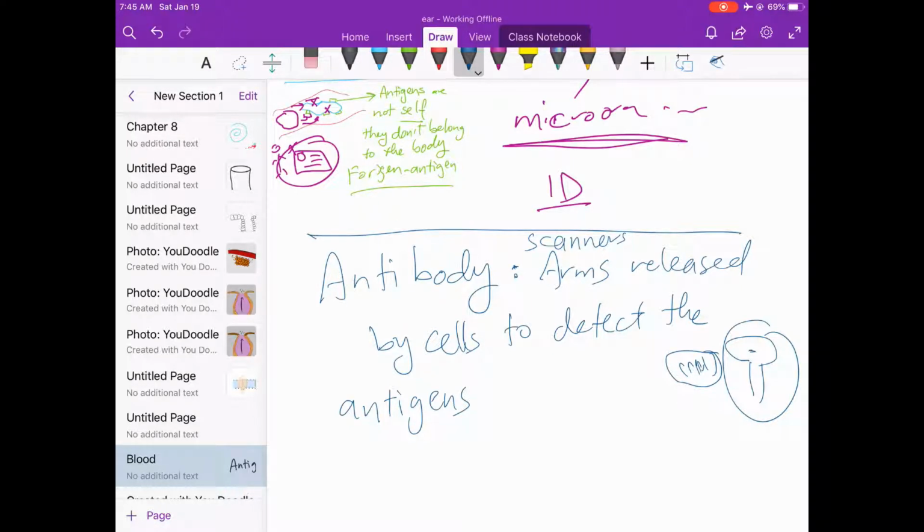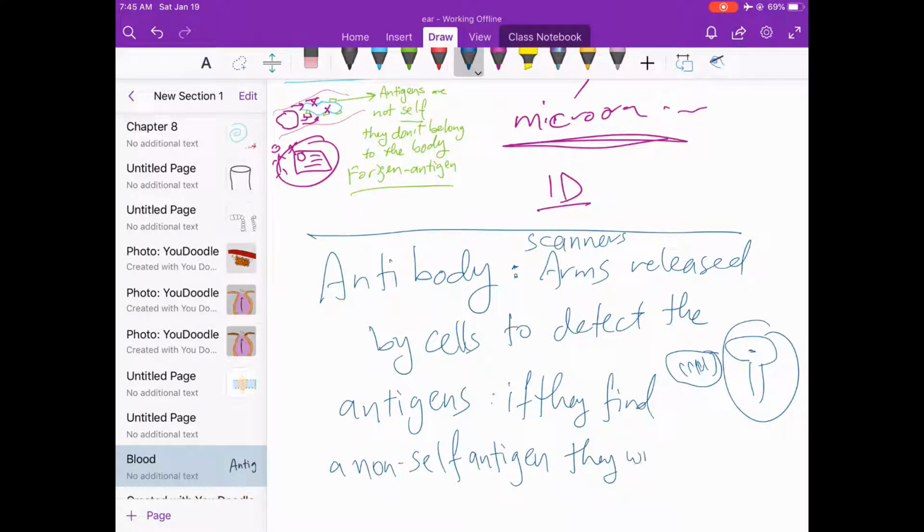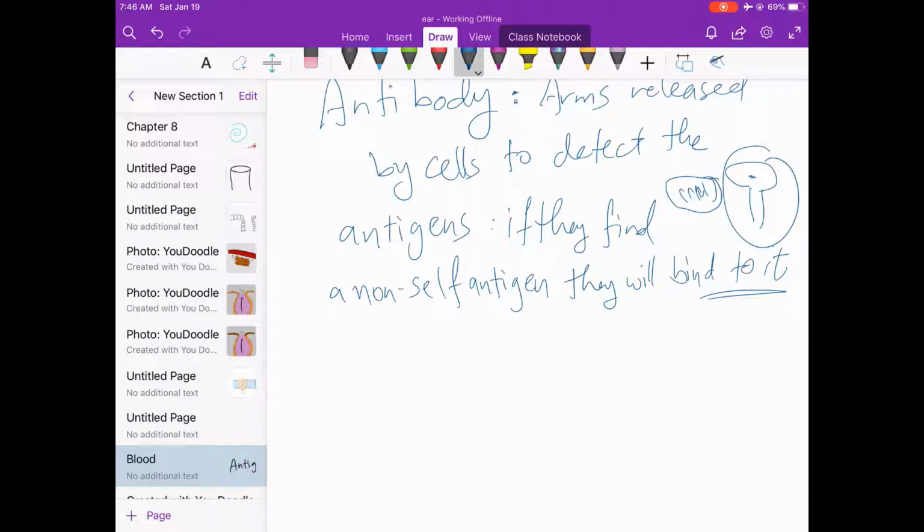They are swimming in the bloodstream, scanning these antigens. And if they find or detect a non-self antigen, they will bind to it. They will bind to it, meaning that they will catch it and prevent it from going anywhere further in the bloodstream.